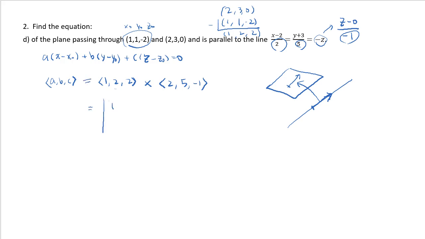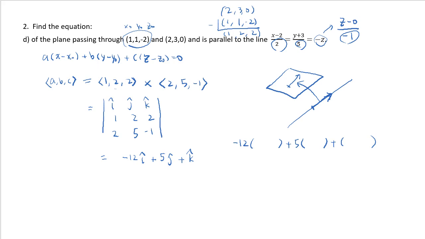So let's compute i, j, k. Let me do this a little fast because we've done this several times by now. Multiply, -2 minus 10, -12i. Choose j, -1 minus 4, -5, but j has a minus, so it's plus 5j. And then k is 5 minus 4, which is plus 1k. So that's your normal vector, which is -12, 5, 1.